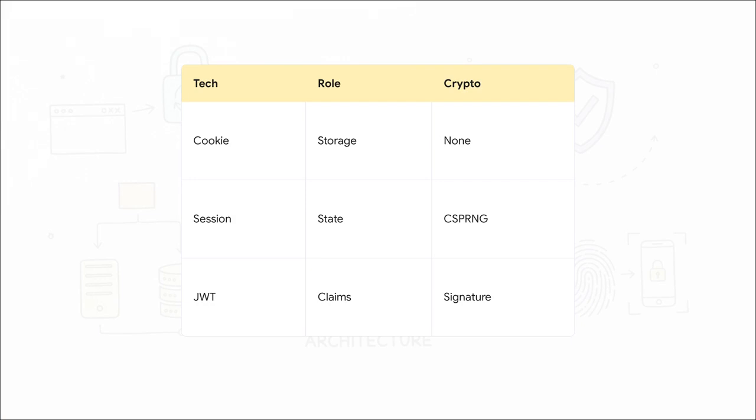Cookies handle browser storage and rely entirely on transport security and attributes. They have no inherent crypto. Sessions maintain state on the server, protected by highly unpredictable IDs. And JWTs carry claims, locked down by digital signatures. Each one solves a very specific piece of the security puzzle.